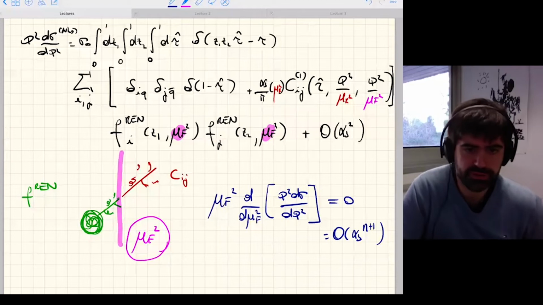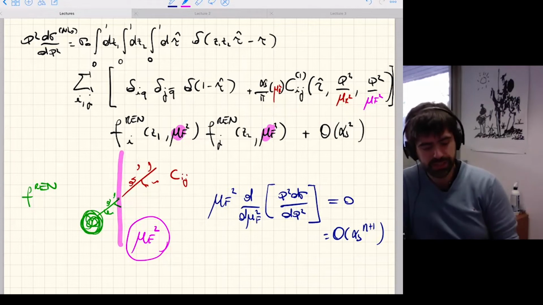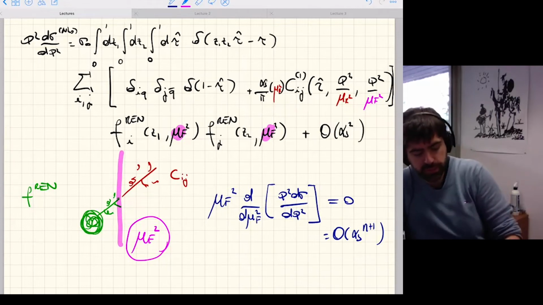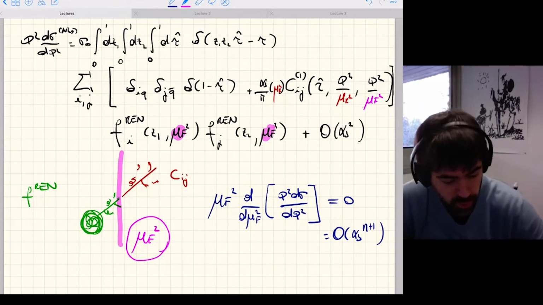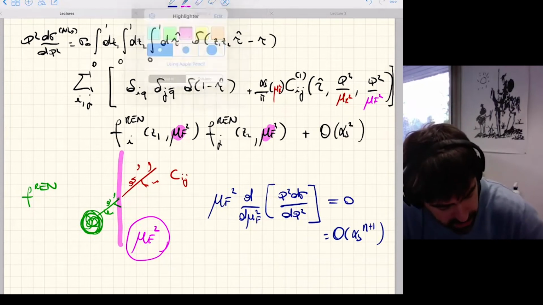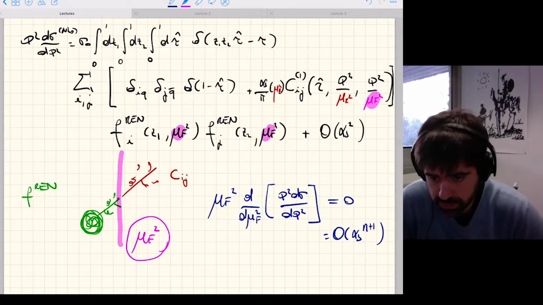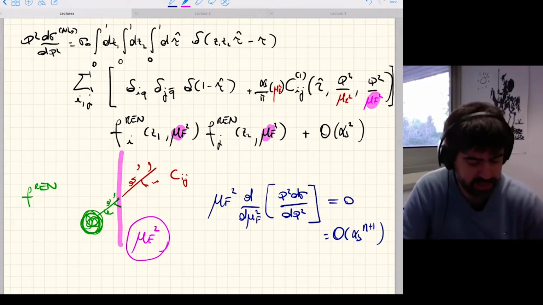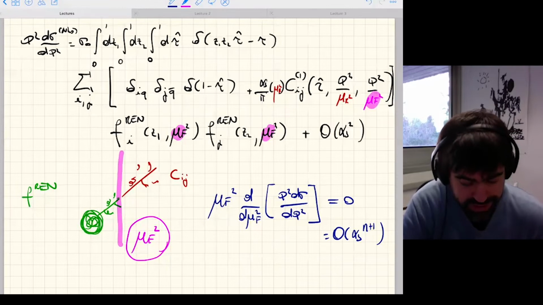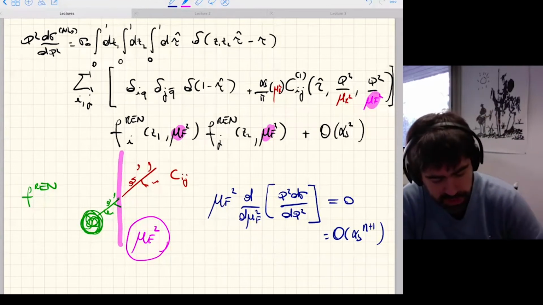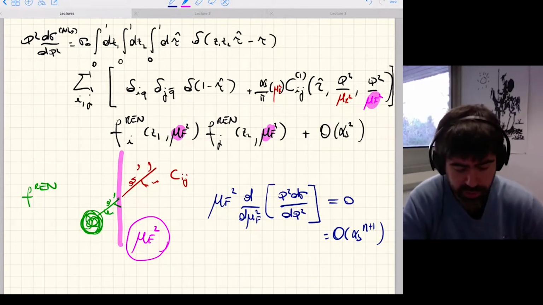So this is the key point. If it's not clear, I can definitely repeat. But the idea is that we can demand that perturbatively our physical observable, our physical cross-section, does not depend on μf. Then you ask yourself, what is the μf dependence in my expression? Well, there's a μf dependence in the coefficient function, and there's a μf dependence in the renormalized PDFs. If the product of the two should not depend on μf, it means that the dependence on μf of the coefficient function must cancel the dependence on μf of the renormalized PDFs.